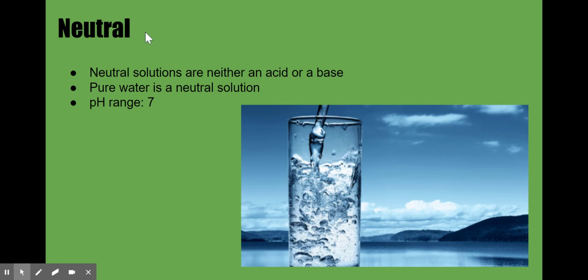If a solution is neutral, it's not an acid or a base. It's a completely separate solution. If it's neutral, pure water would be a neutral solution, and the pH for a neutral is 7.